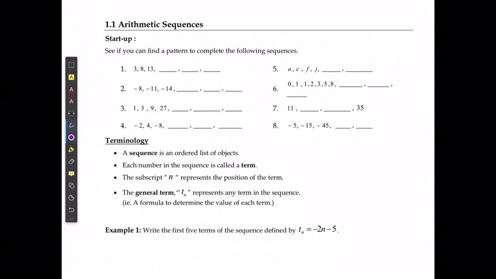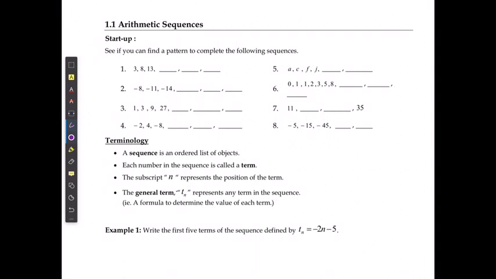Okay, for this next unit, we're going to take a look at sequences and series, and we're going to start with arithmetic sequences. So the first thing we're going to do is look for the patterns in these sequences. In the first case, we can see that every single time the number is going up by 5, so the next numbers would be 18, 23, and 28.